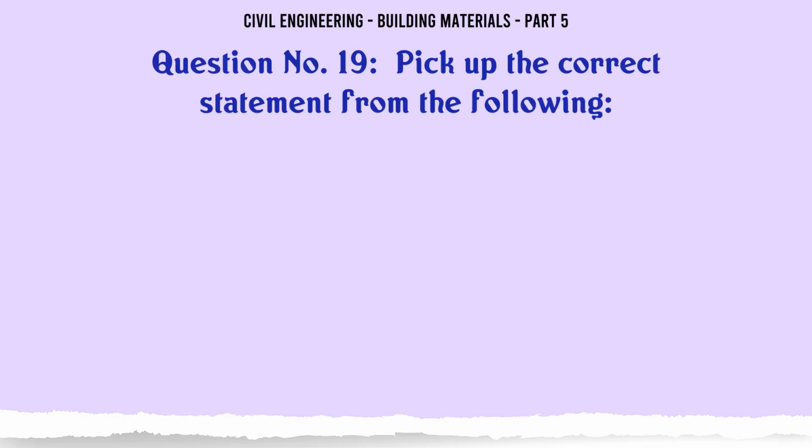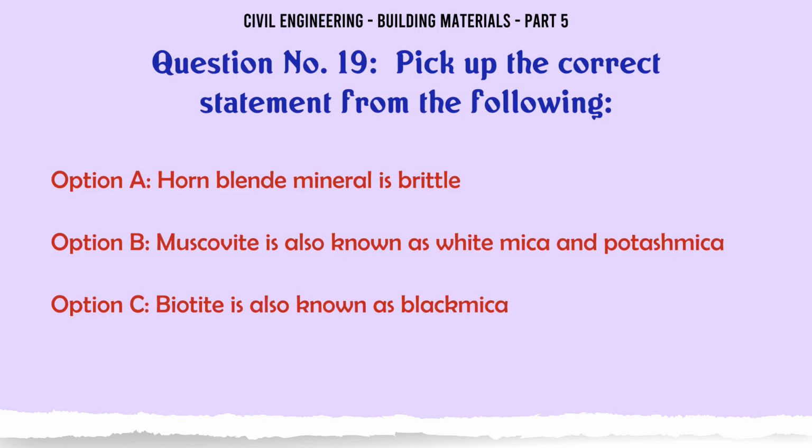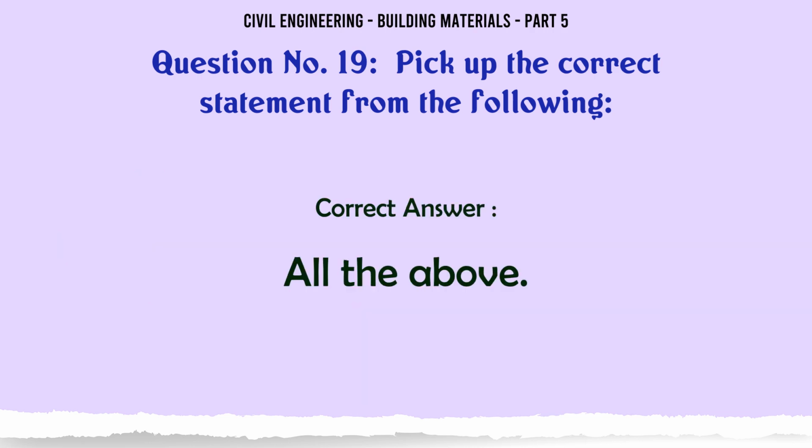Pick up the correct statement from the following. A. Hornblende mineral is brittle. B. Muscovite is also known as white mica and potash mica. C. Biotite is also known as black mica. D. All the above. The correct answer is all the above.